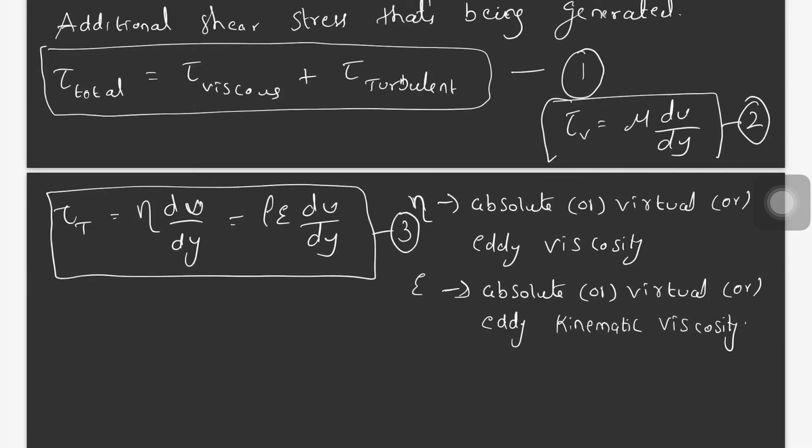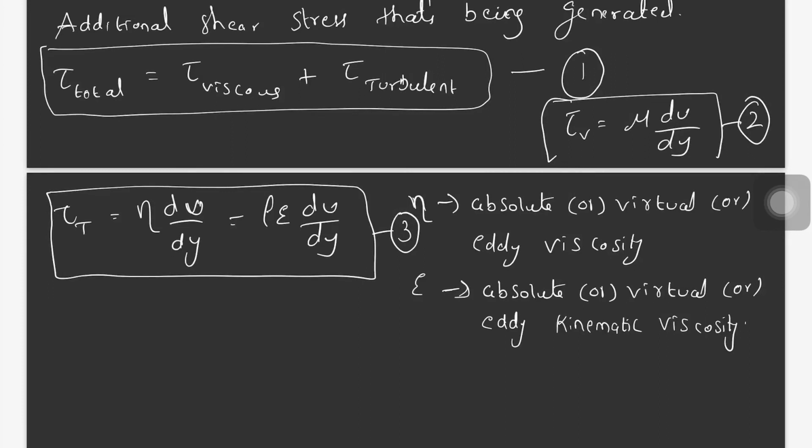See, this value over here, eta, is synonymous to mu. Why? Because here eta du by dy and here mu du by dy, they are equal. That is why they are called absolute or virtual or eddy viscosity. And we know mu is equal to rho nu, where nu is the kinematic viscosity. Here it is rho epsilon, and epsilon is synonymous to kinematic viscosity. That is why it is called absolute or virtual kinematic viscosity. So till here we know what it is.